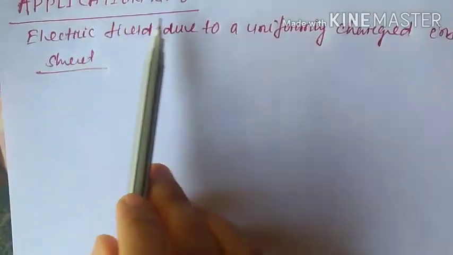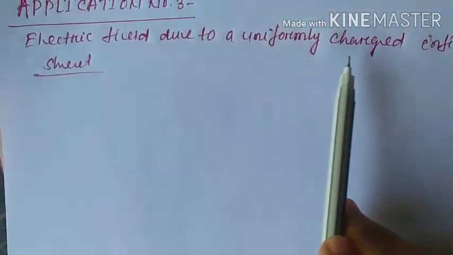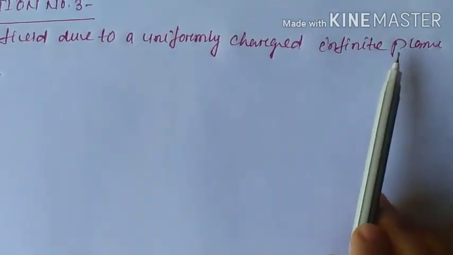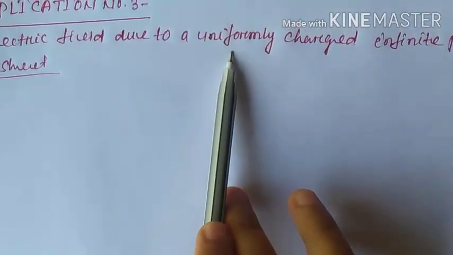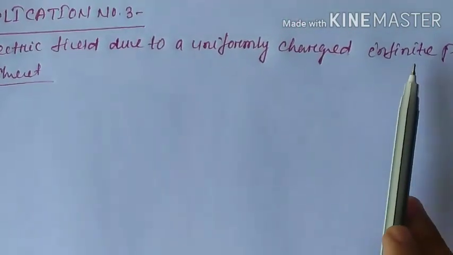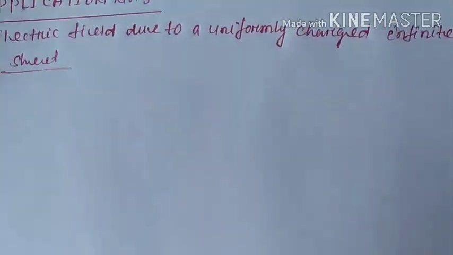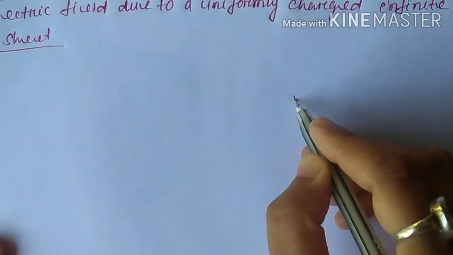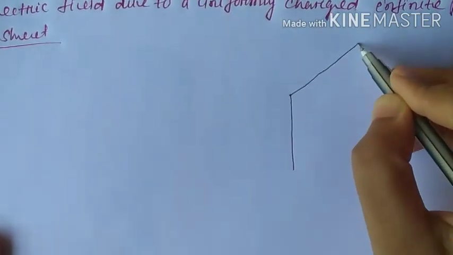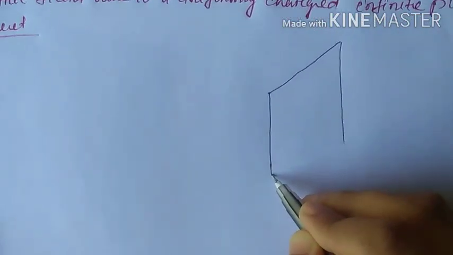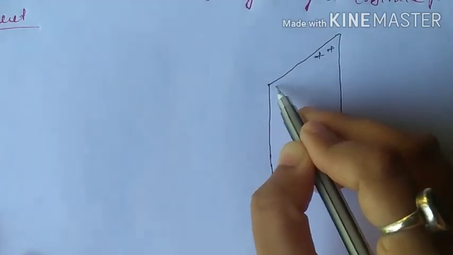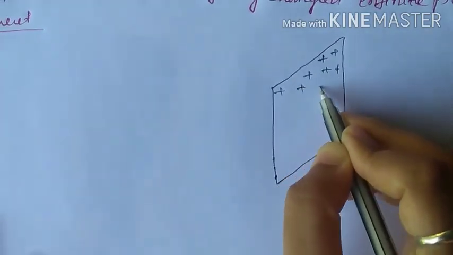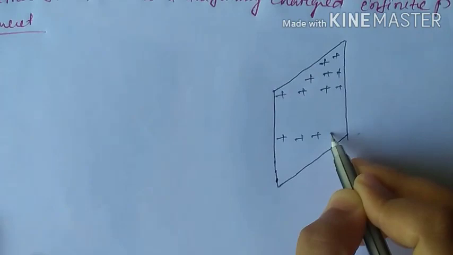Next, third application, that is electric field due to a uniformly charged infinite plane sheet. We have to calculate the electric field due to an infinite plane sheet. So suppose this is my sheet. I can represent it here diagrammatically, something like this. And charge is uniformly distributed here throughout, right?